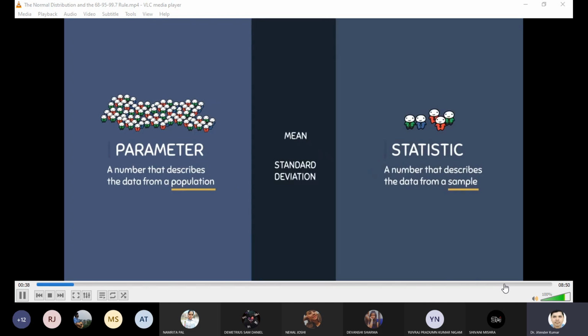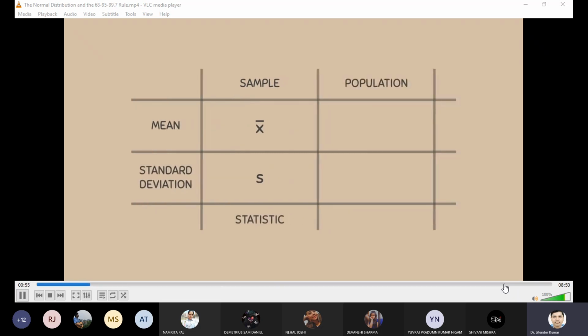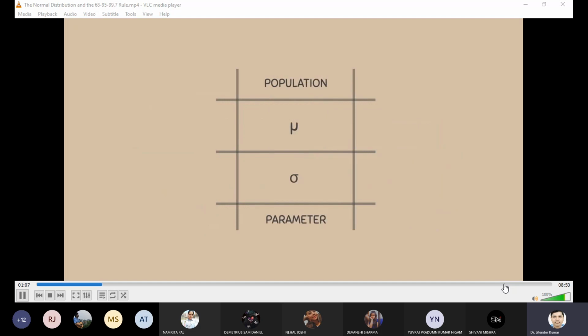Examples of parameters and statistics are the mean and standard deviation. But because of the definitions we just talked about, we have to be very careful with what symbols we use to represent these numbers. When we are dealing with a sample, we use the symbol x bar to represent the sample mean, and we use the letter s to represent the sample standard deviation. These are statistics. When we are dealing with a population, we use the Greek letter mu to represent the population mean, and we use the Greek letter sigma to represent the population standard deviation. These are parameters. The population parameters mu and sigma are very important when we talk about normally distributed populations.